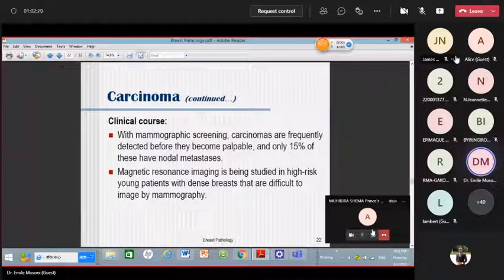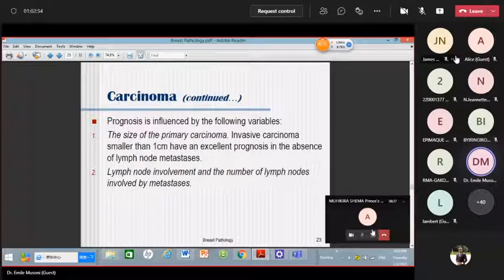For the screening, you can use mammography screening, ultrasound, but the most common and cheapest is the mammography, radiograph of the breast.